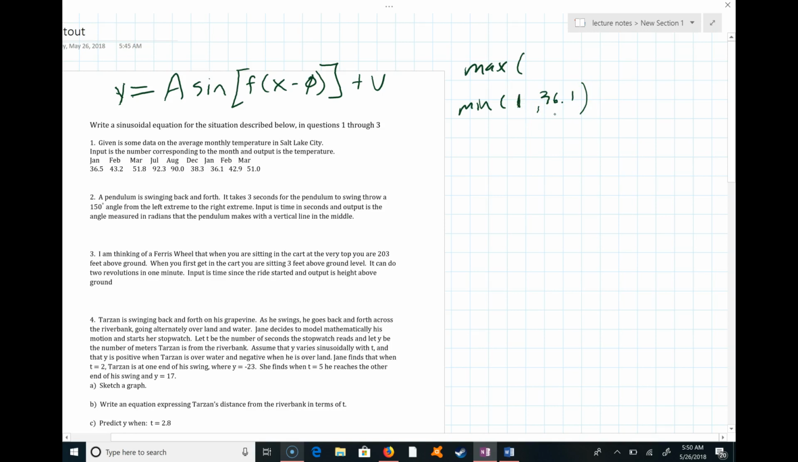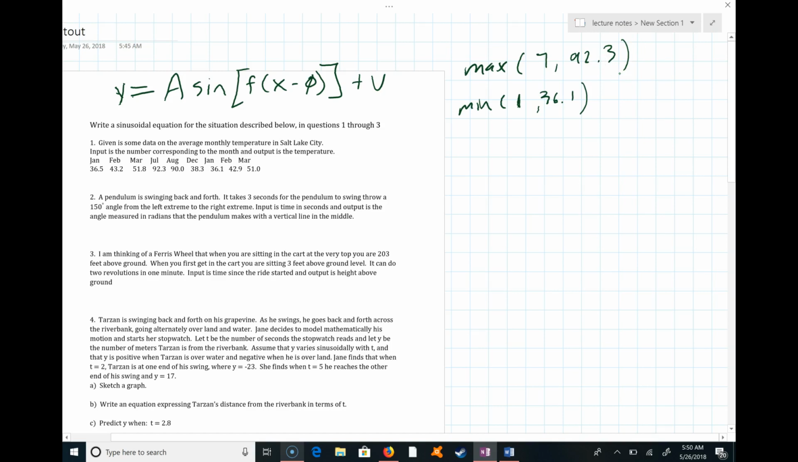And it occurs at 1, because it says up here that we're going to let the input, or the x value, be the number that corresponds to month. And January is 1. And the maximum, if we look through here, it looks like it occurs in July. So that would be 7, 92.3.